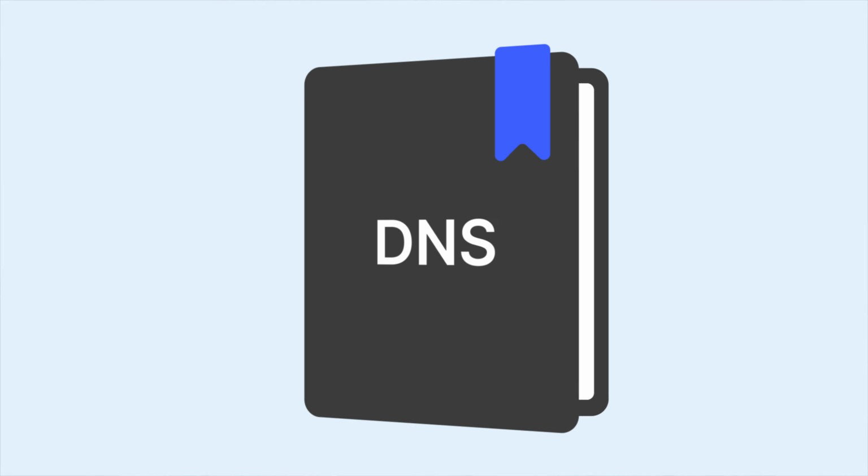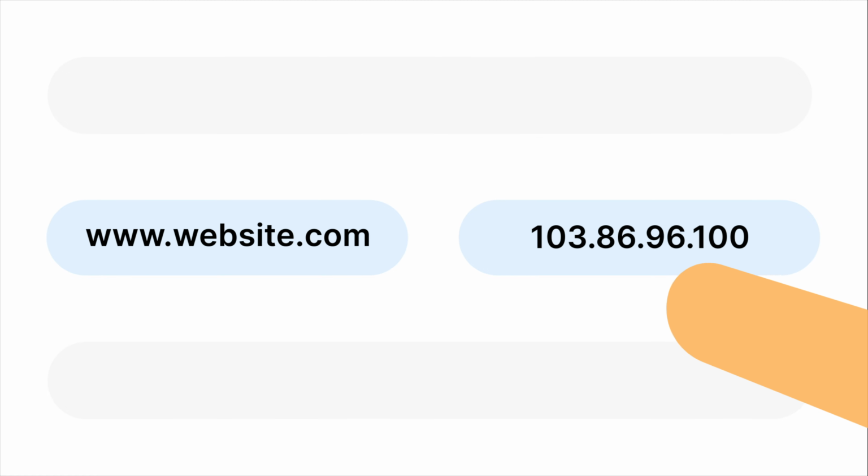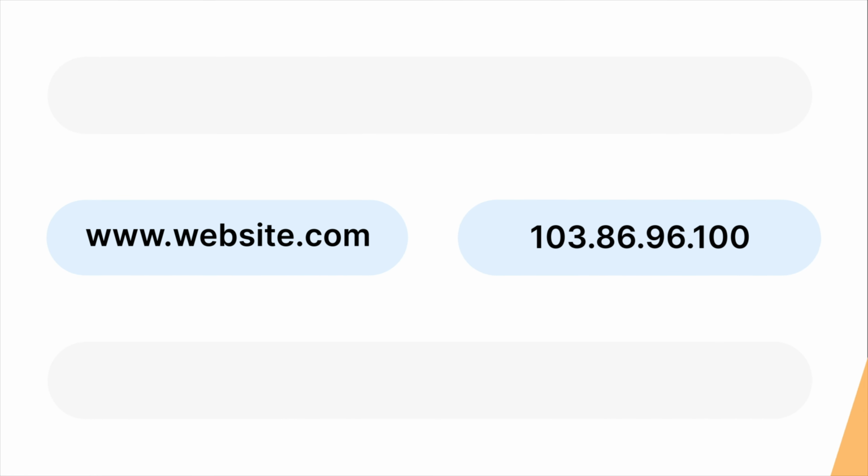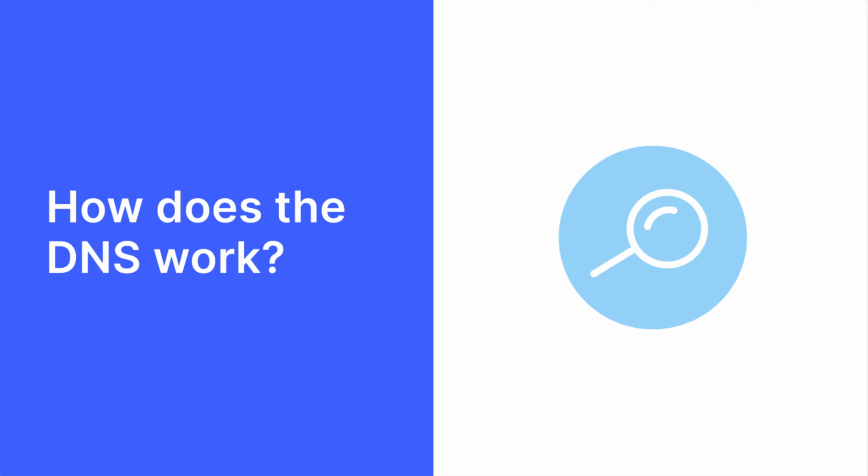Think of the domain name system as a phone book that links names to numbers. The DNS translates human-readable domain names to machine-readable IP addresses. As a result, browsers can find and open the correct websites. Let's break down how the DNS works.